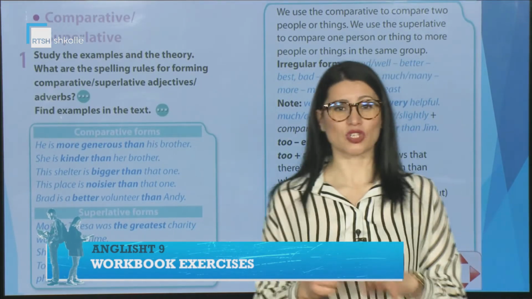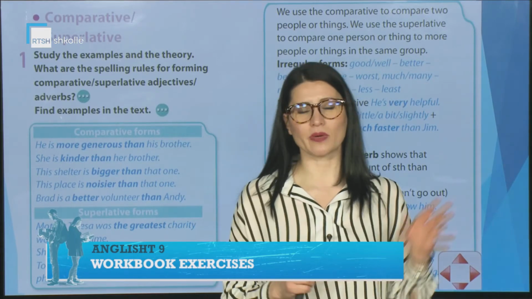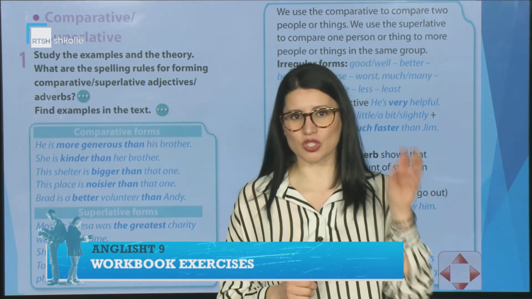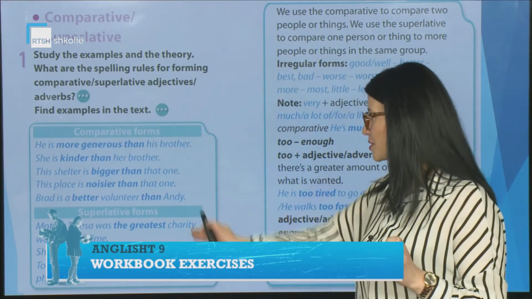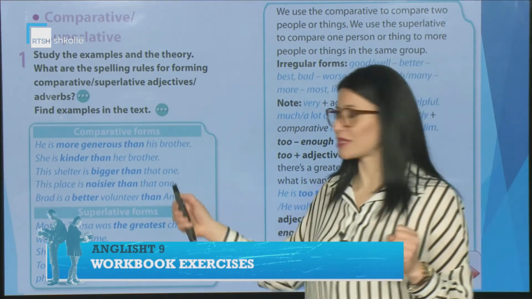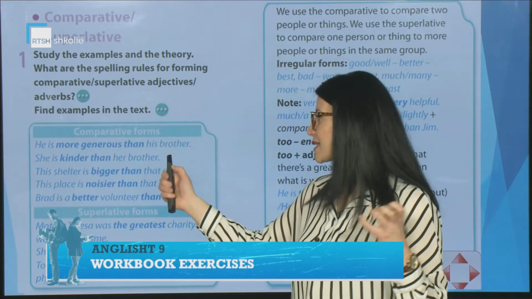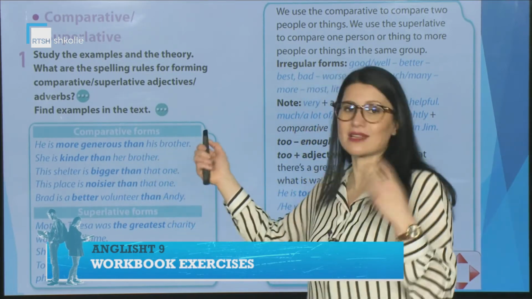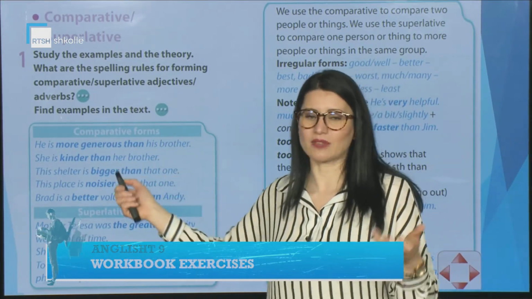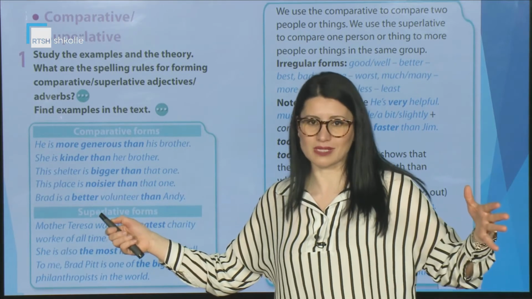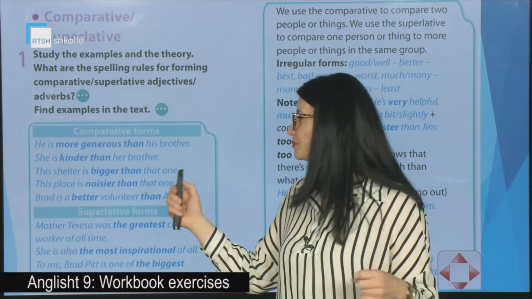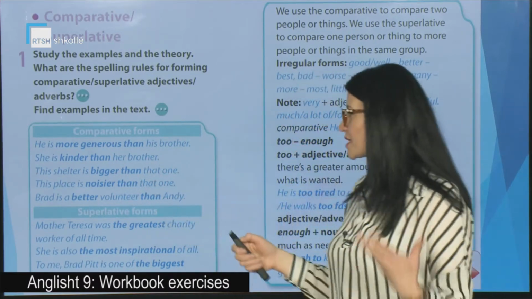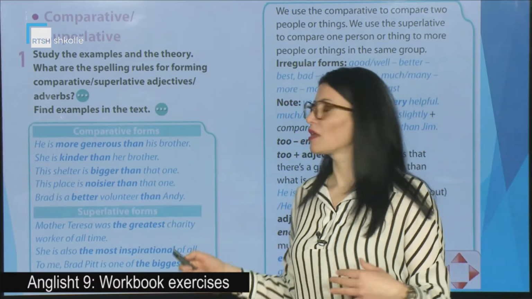Here we have a short revision of adjectives, so we are going to go quickly through it. So let's start. We have some sentences with adjectives in the comparative form. For example, he is more generous than his brother. In this case, we have a long adjective with 2 or more syllables. That's why we use more plus adjective plus than. Then we have, she is kinder than her brother.